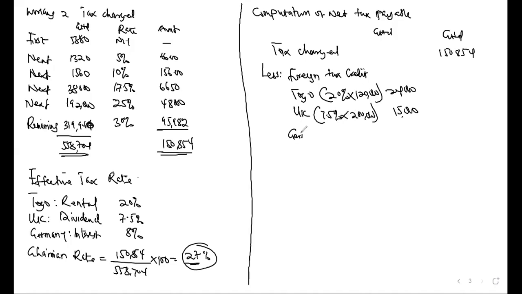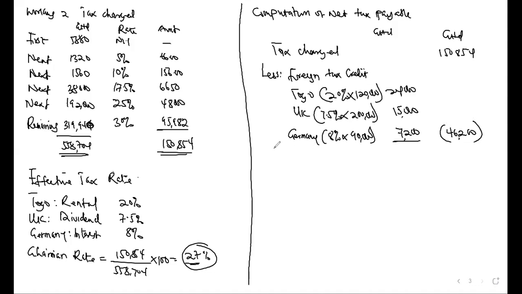Then for Germany, the tax rate is 8%. So that's 8% multiplied by the total income from Germany, which is 90,000. That will give you 7,200. Now, this is the total foreign tax credit. How much would that be? It's 7,200 plus 24,000 plus 15,000, which is 46,200.